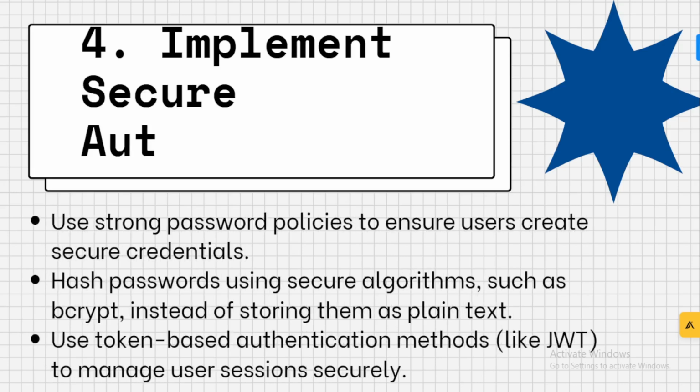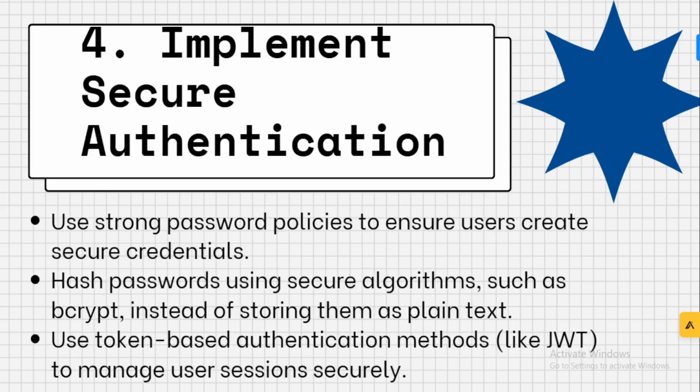So the next on the list is implement secure authentication. Use a strong password policy to ensure users create secure credentials. Hash passwords using a secure algorithm such as bcrypt instead of storing them as plain text. Use a token-based authentication method like JWT, that is JSON Web Token, to manage user sessions securely.